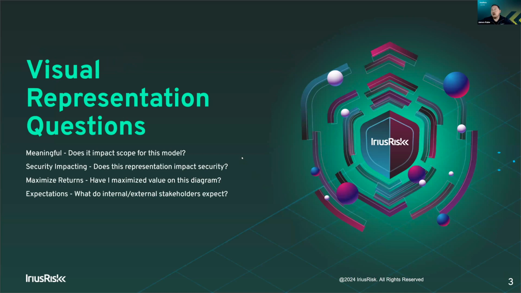So when we talk about visual representation, the questions that I always like to consider in this process are, number one, is it a meaningful item to include on my diagram? Not everything is going to have equal value all the time, so does it impact the scope for this model? And I say scope because when we think about the way IriusRisk is configured and the way that it works, a lot of times if I place something on my diagram, so specifically if I place an entire set of components related to SSO, it's going to impact the overall risk of that threat model. But that may not be something that I'm threat modeling in the scope for this version, or maybe not even in this threat model at all.